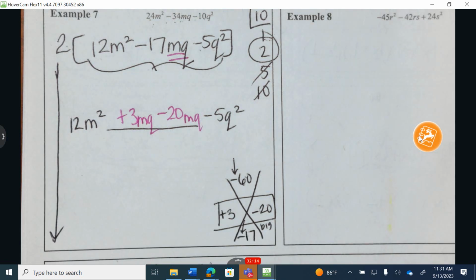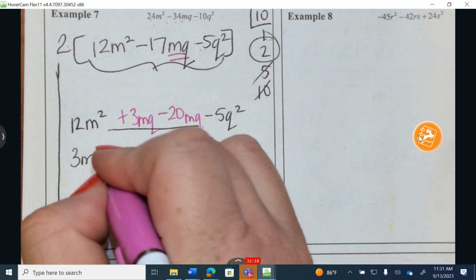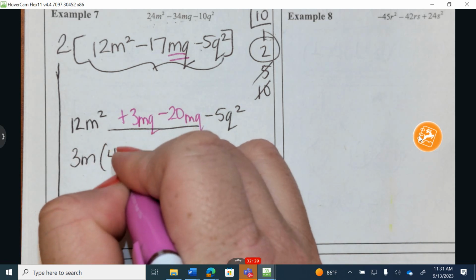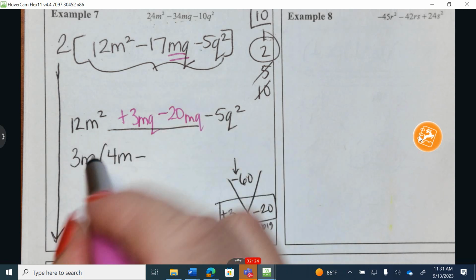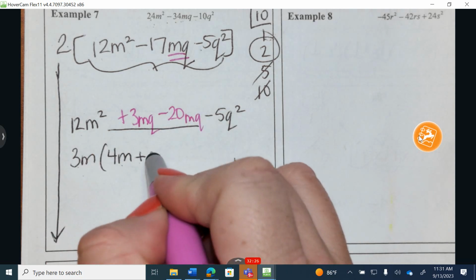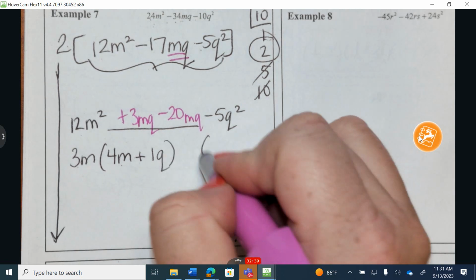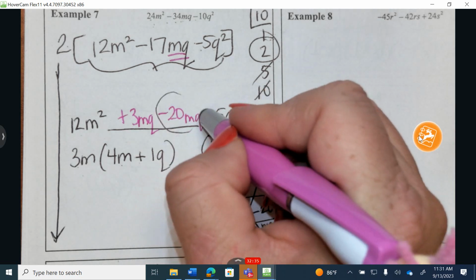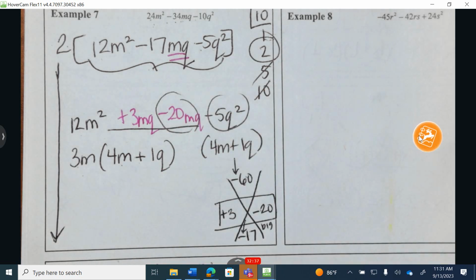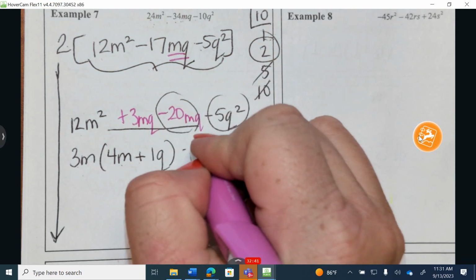All right, here we go. So we can factor out a 3 and an M. I'm left with 4m minus, make sure I don't make a mistake, 4m squared plus 1q. Do you guys agree? Yeah. I'm going to copy and paste 4m plus 1q in back, and then I need to achieve these two answers. So what times 4 gives us a negative 20?